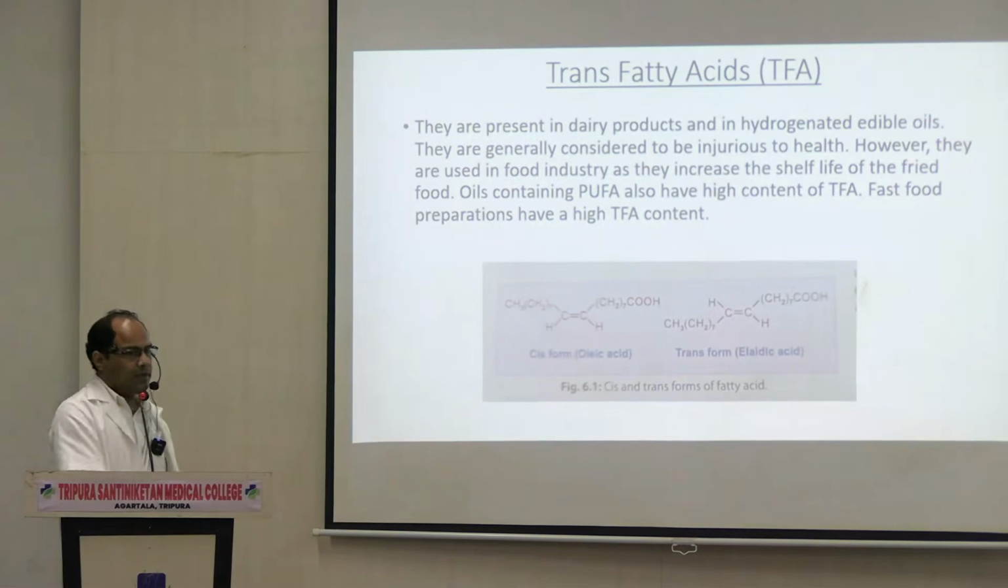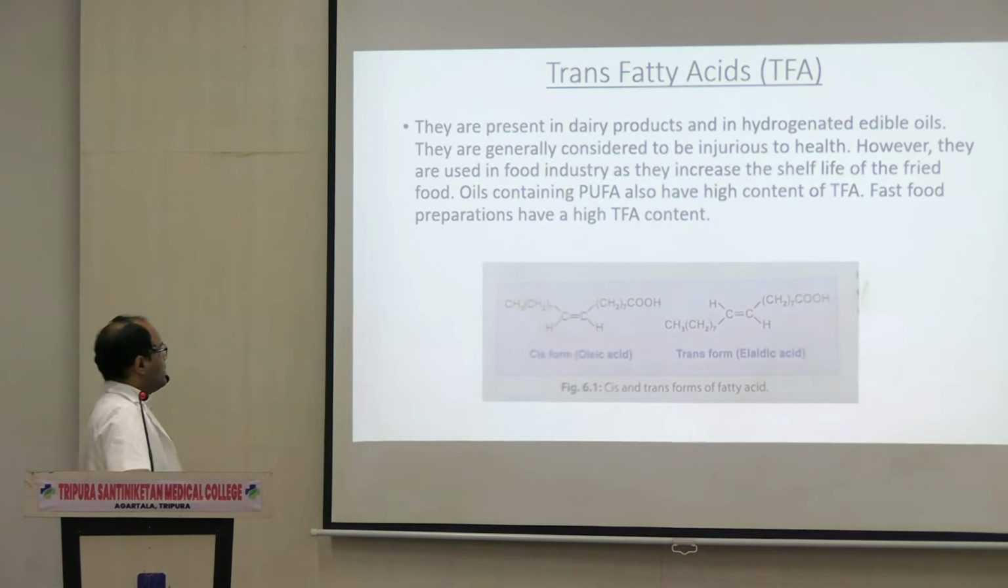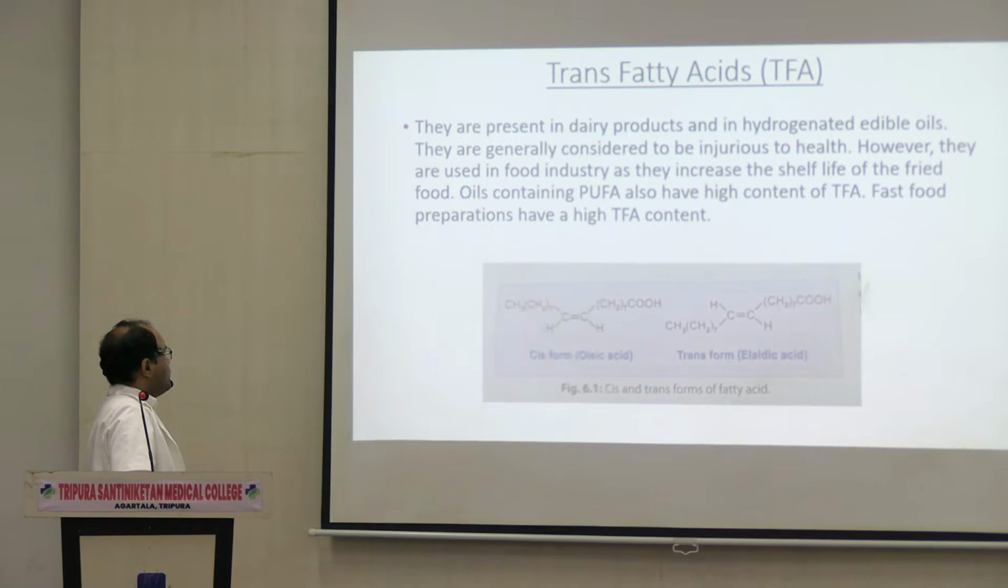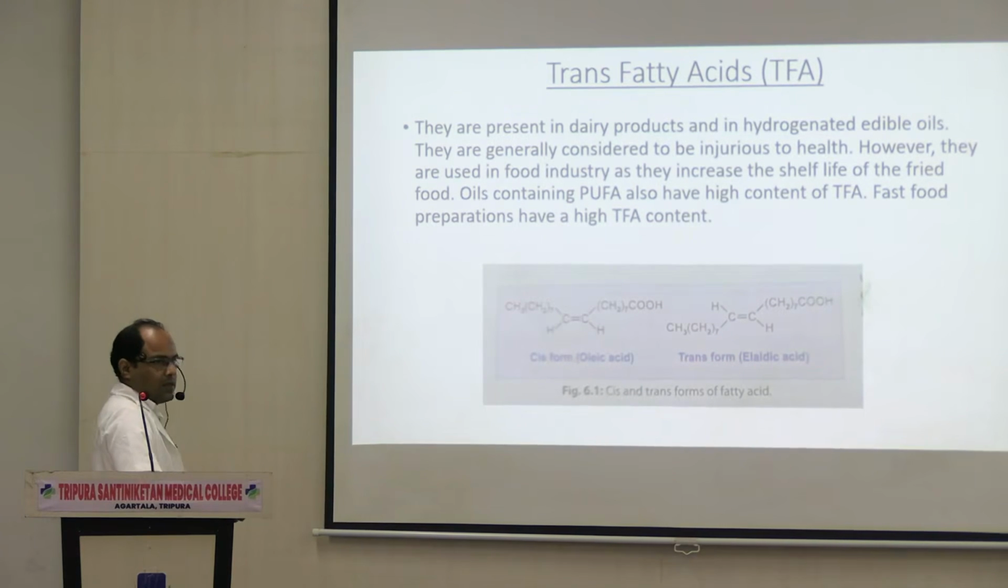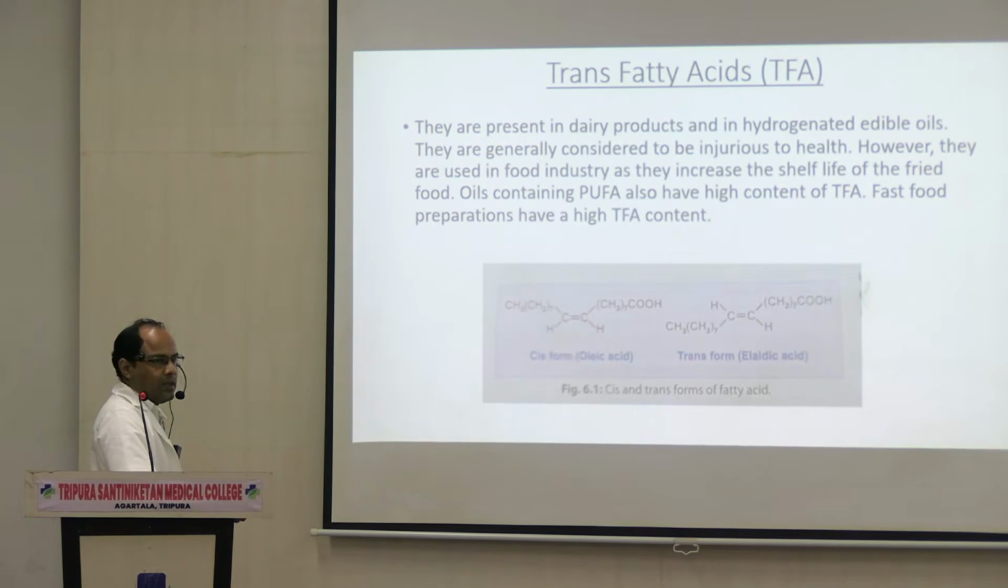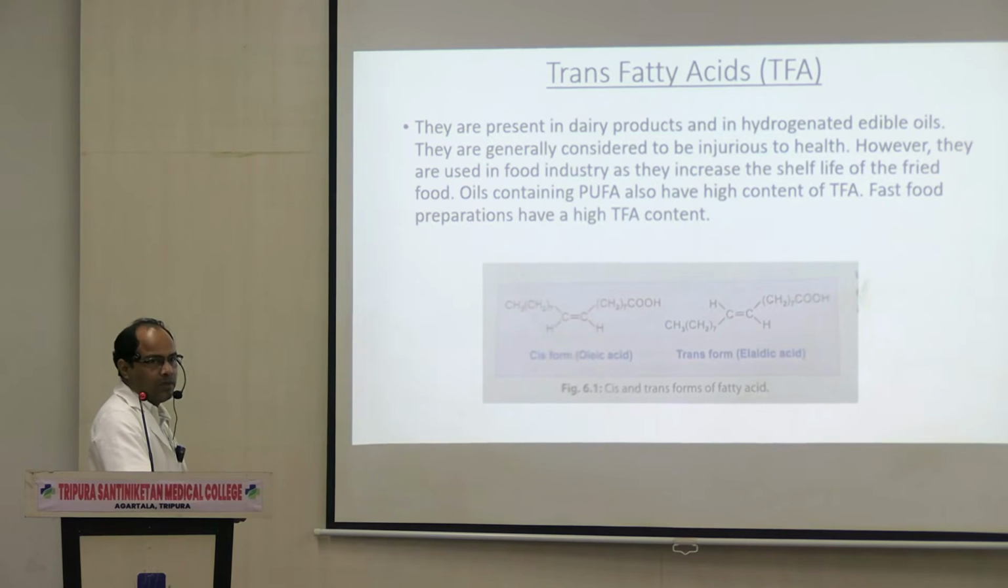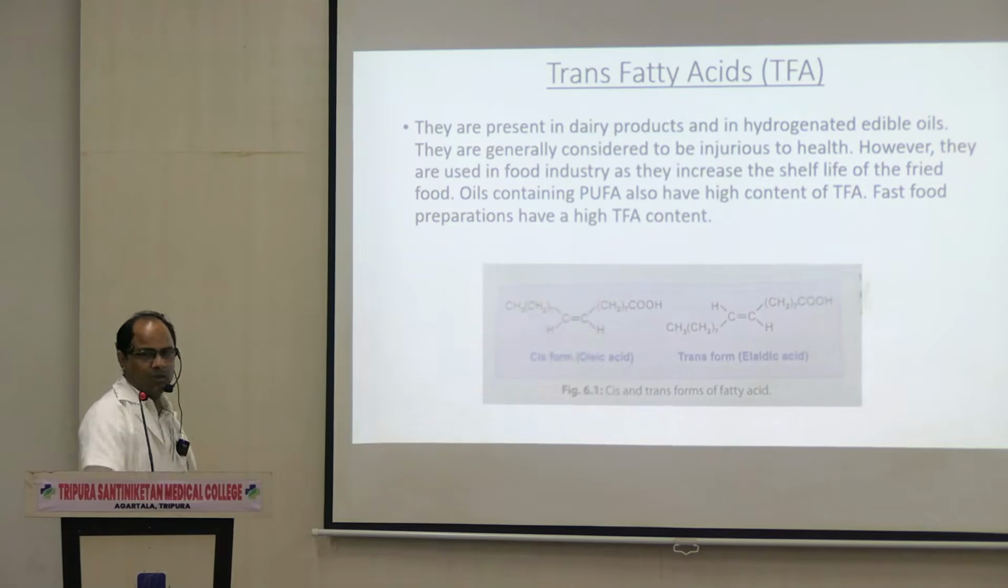Trans fatty acid: you can see here, this is the cis form, oleic acid, where you can see a kink. This is called the trans form, elaidic acid. These are not good for our health. They cause a lot of diseases like atherosclerosis and heart disease.